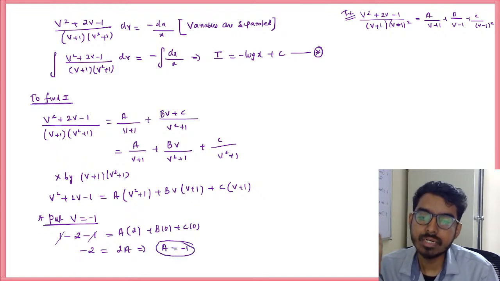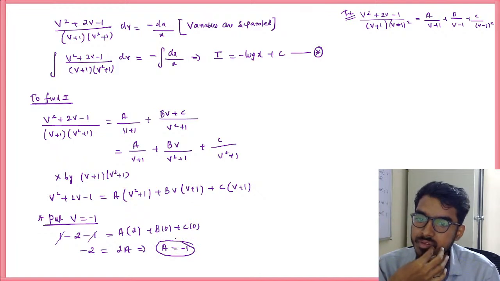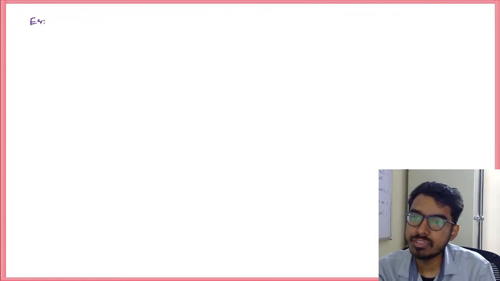Now we need to find the other two values, b and c. Right? For that, what we can do is equate the coefficient of b square.